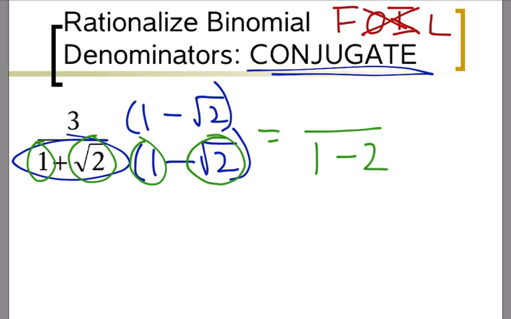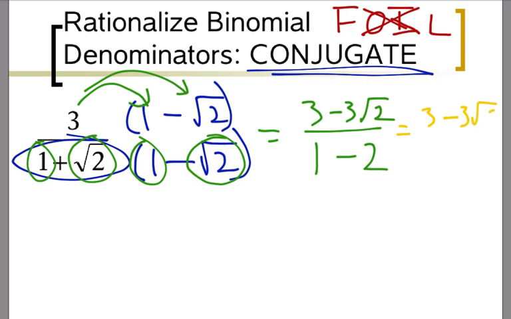Now there's no root on my denominator. And on the top, you just distribute straightforward. 3 times 1 is 3. 3 times negative square root of 2 is negative 3 square root 2. And now we just simplify. I need to turn this into 3 minus 3 square root of 2 over negative 1. Okay?